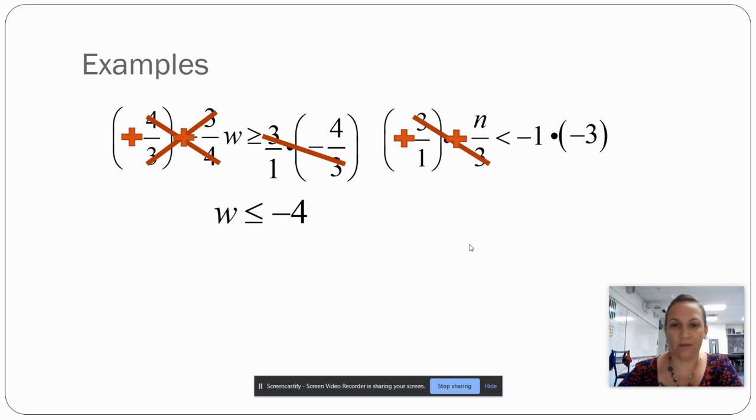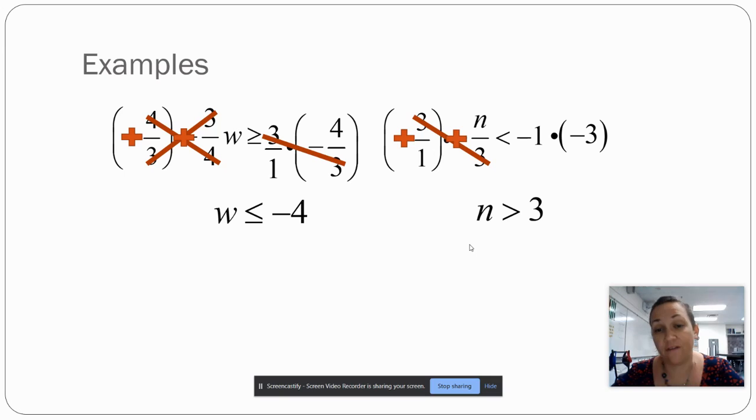On the left side, my 3's cancel and my negatives cancel. On the right side, negative 1 times negative 3 is positive 3. Now, I do still have to flip my inequality, again, because the number that I multiplied by on each side was negative. It has nothing to do with the sign of the final answer. It's all about what number did you write on both sides.